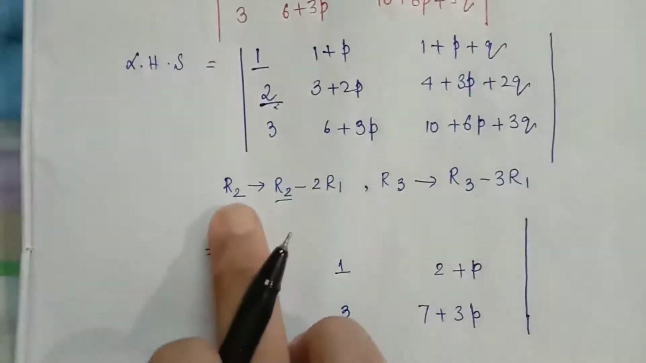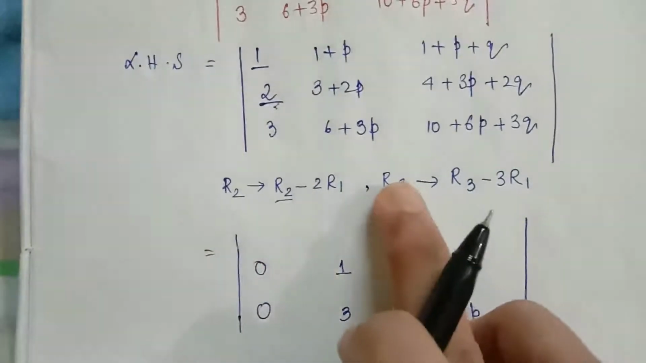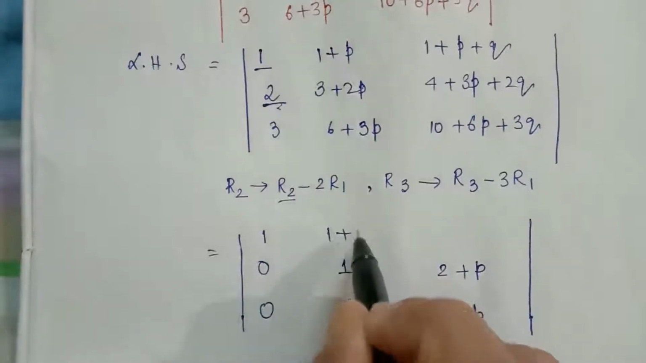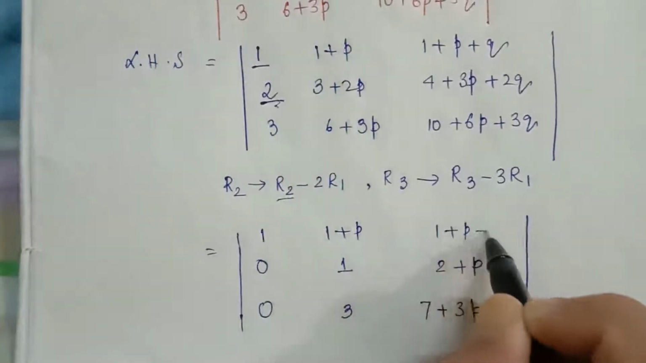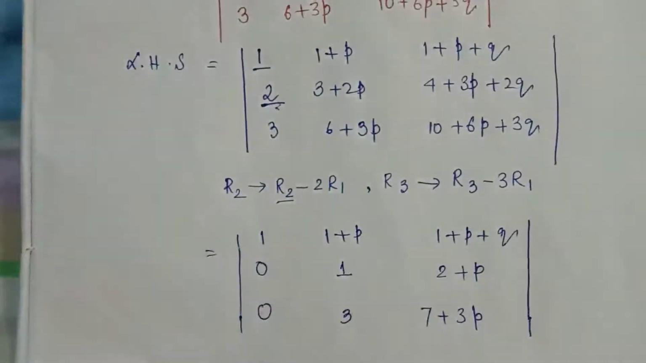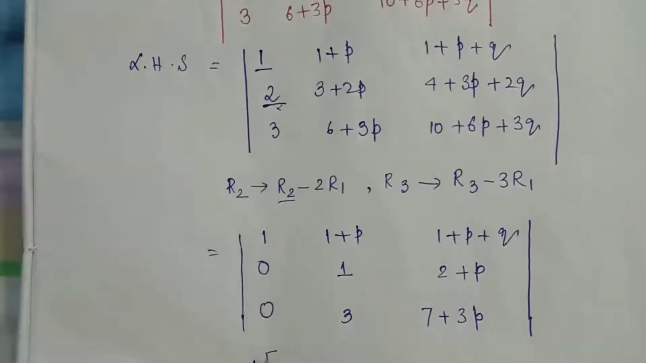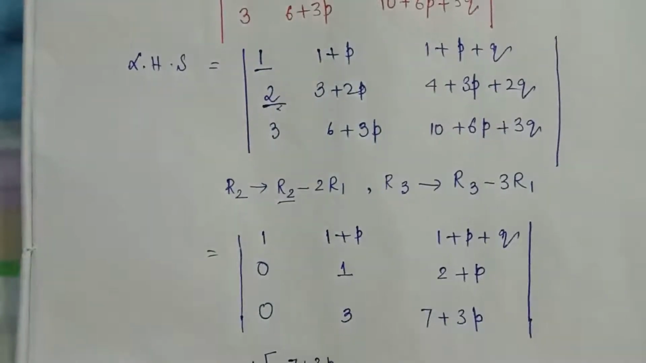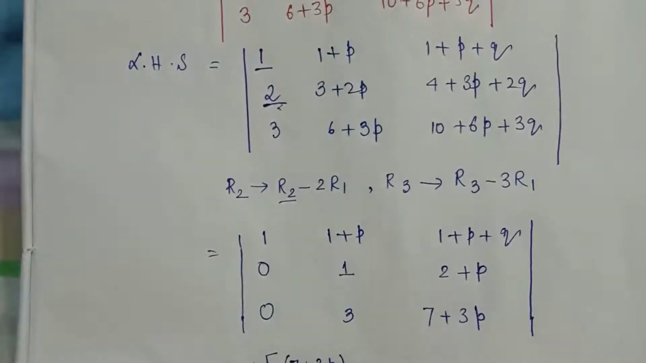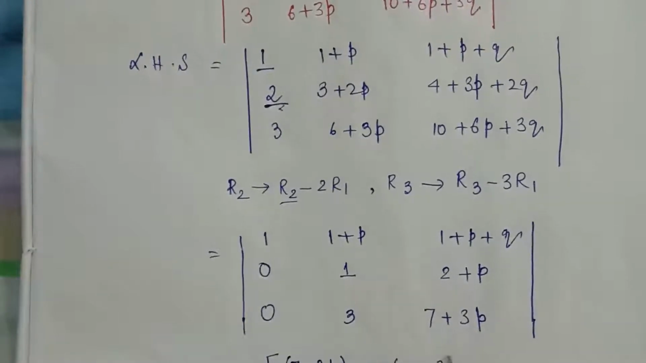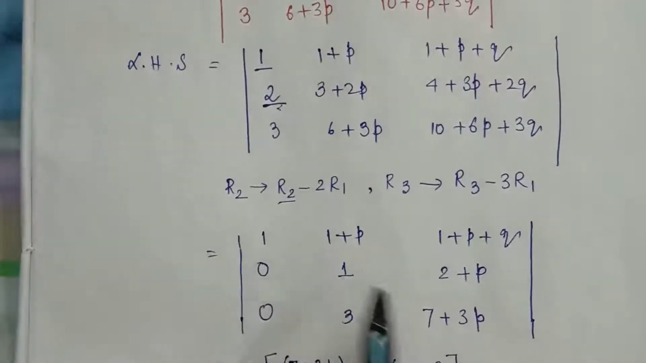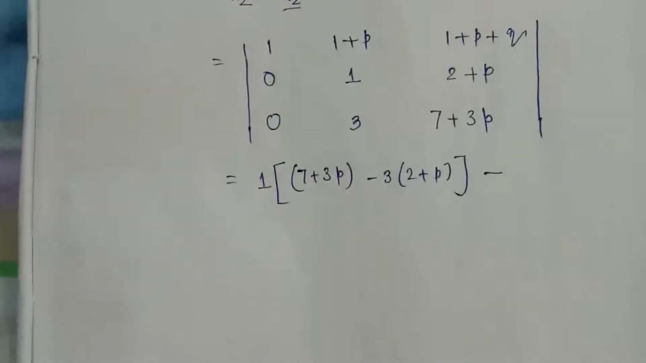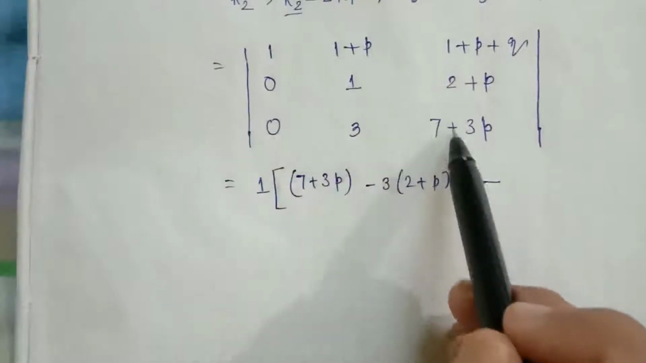So see, our R2 is changed, this is our new R2. Our R3 is changed, this is our new R3. But R1 is unchanged. You can see there are 2 zeros in the first column. So let us expand along first column. 1 into this 7 plus 3p minus 3 into 2 plus p. Okay, 1 into this minus this into this. The other two elements will be 0. 1 into this minus this into this.